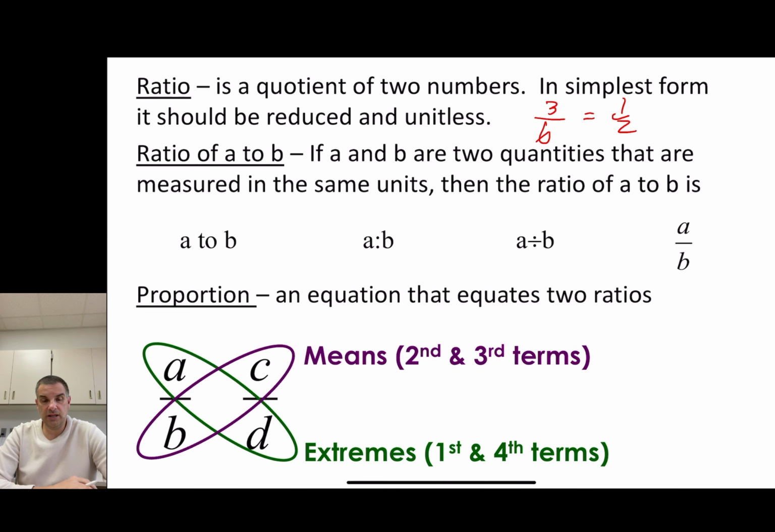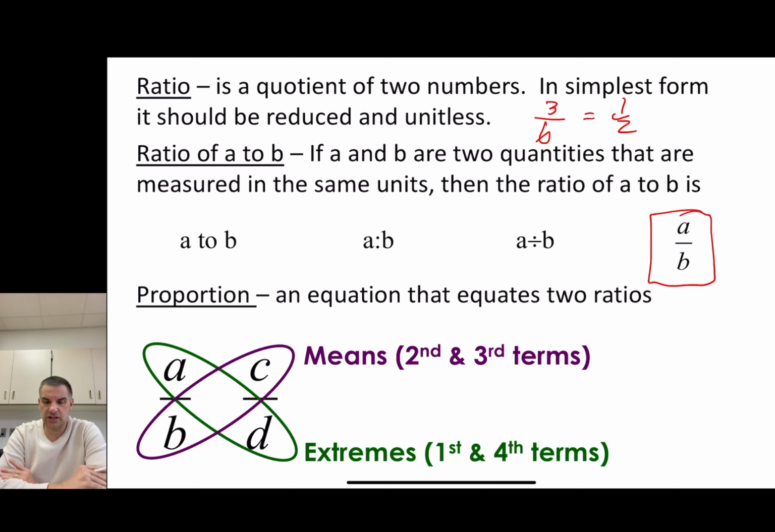The ratio of A to B, if A and B are two quantities that are measured in the same units, can be written in any of those four ways. Most notably, we generally see it written in fraction form. And then up top, we have 3/6 equals 1/2. That's called a proportion. We've talked about this before.